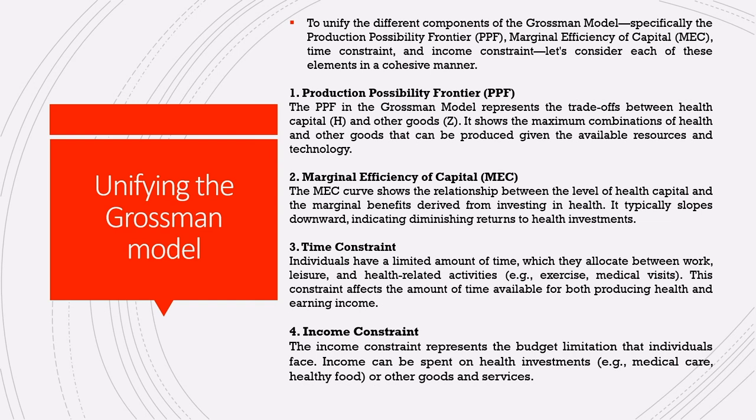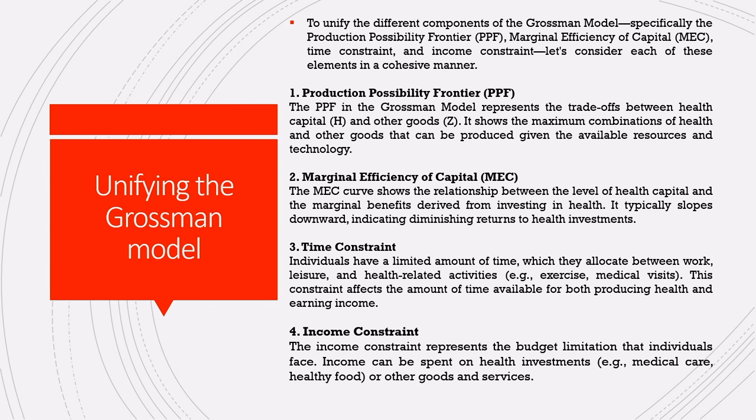Now, after discussing the demand function and the production function in the lesson on comparative statics, we brought a few other economic concepts to unify the Grossman model, and we wanted to see what the different economic concepts are that are used to explain the situation of maximization of healthcare, or maximization of utility derived out of healthcare. So, to unify the different components of the Grossman model, we discussed the production possibility frontier with respect to health, we discussed the marginal efficiency of capital, and two constraints. Unlike in the case of commodity markets, where we talk about only the income constraint, in the case of medical care we also talked about a time constraint, and then we saw how each of these elements can be put together in a cohesive manner.